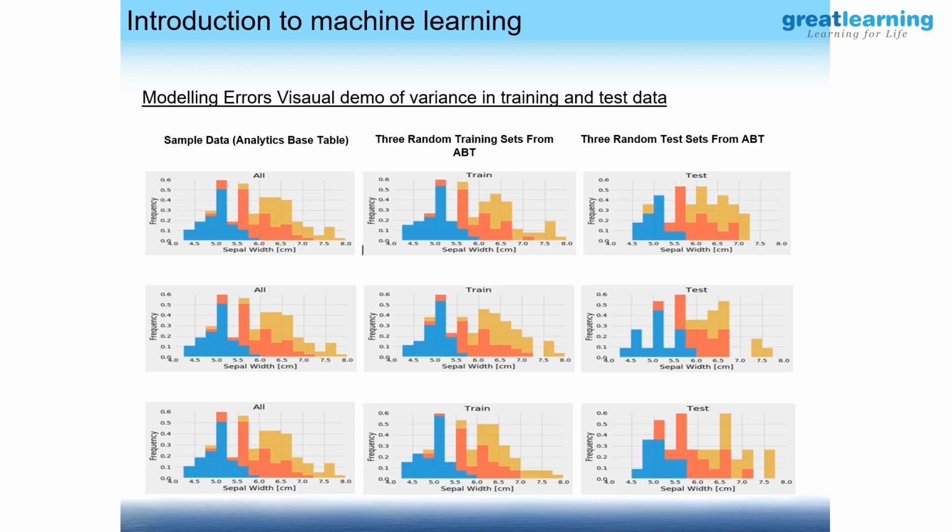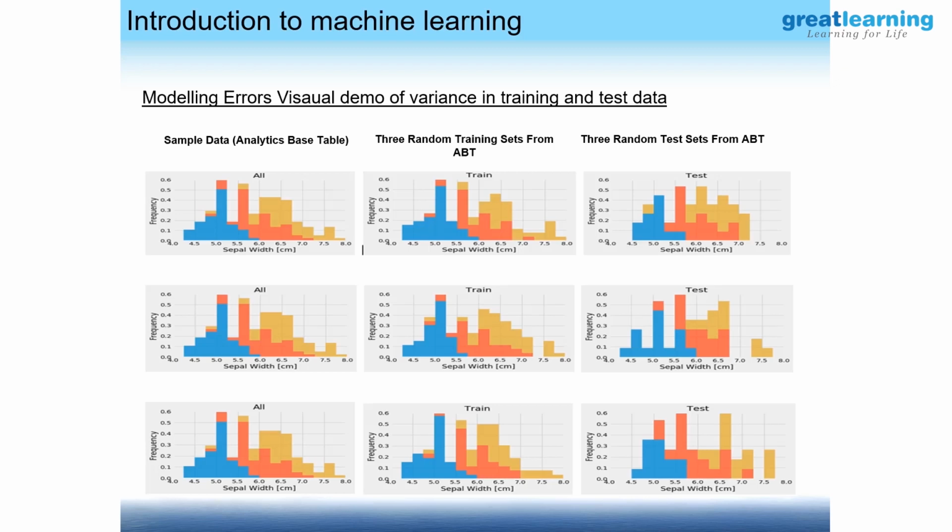Now look at this carefully. When I took a sample from this, the distribution changed, and look at the difference in distribution of the train set and test set. When the distribution is so different between the train set and test set itself, how do you expect a model which is performing well here to perform well here?